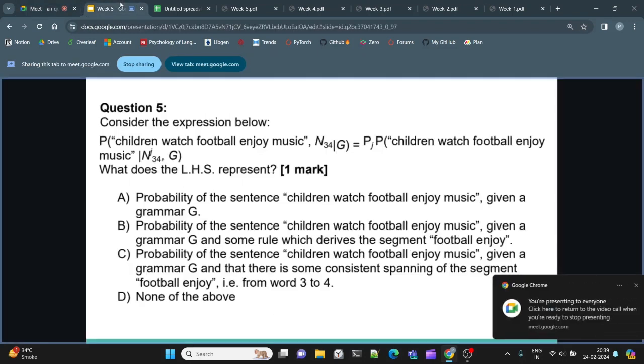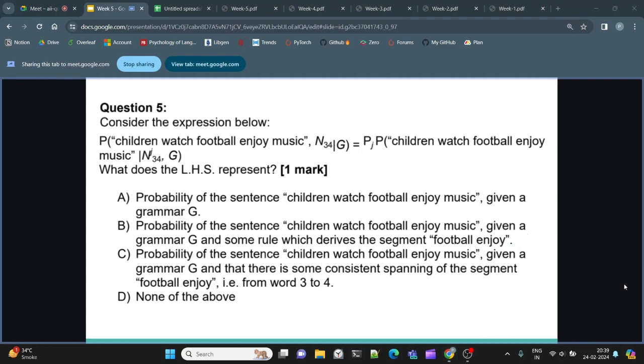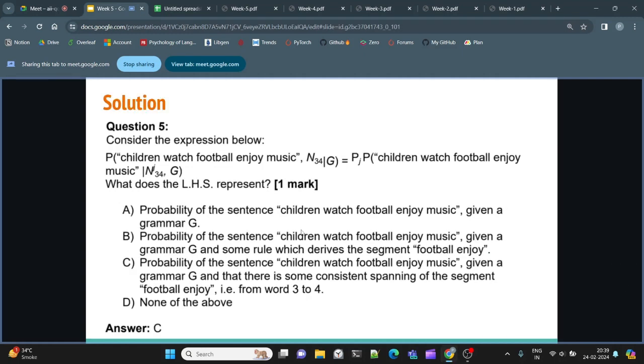Okay, let's discuss this. This is a theoretical problem. So in this case, the answer would be Z. So what does this mean? This is the probability of the sentence children watch football, enjoy music, given the grammar G. And what does this N 3, 4 mean? It is a consistent spanning of the segment football, enjoy. What does a consistent spanning mean? It means there is a possible non-terminal which is deriving this span, football enjoy, that is from words 3 and 4. That is what this means.